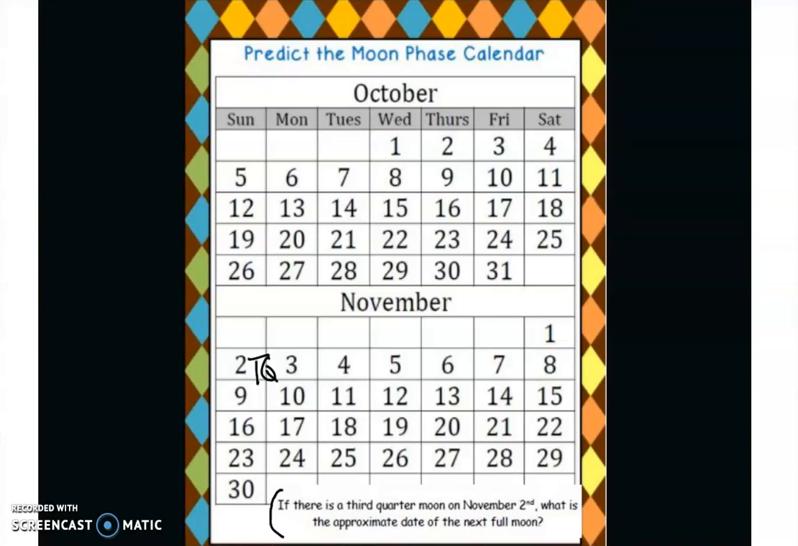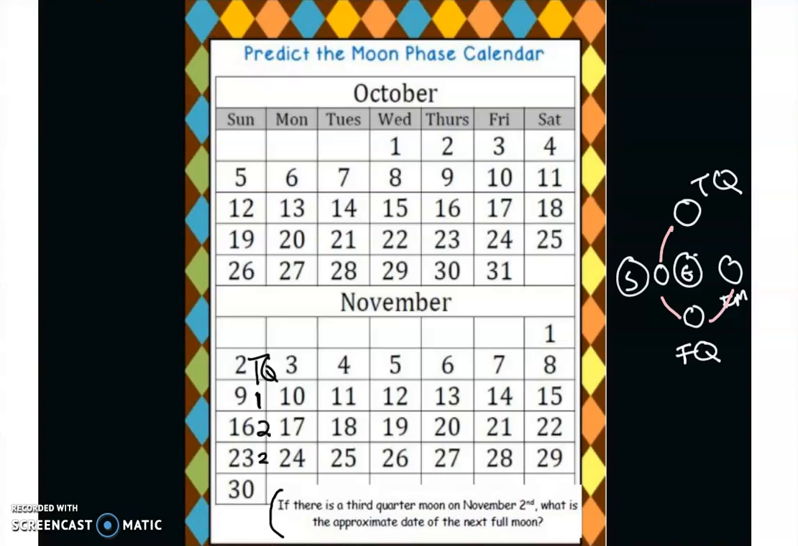So I'm going to go ahead and draw just a mini version of that model. So I have the Earth, the Sun, the new moon, the first quarter, full moon, third quarter. And I want to go from third quarter to full moon. So that's going to be 1, 2, 3 weeks. So when I do that on my calendar, I'm going to do the exact same thing. So 1, 2, 3 weeks.